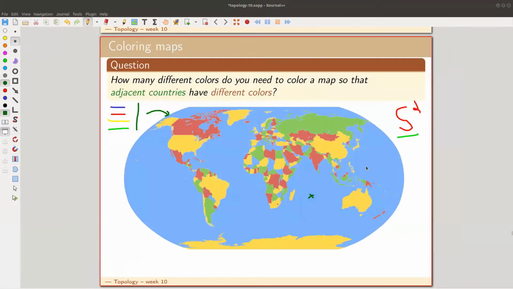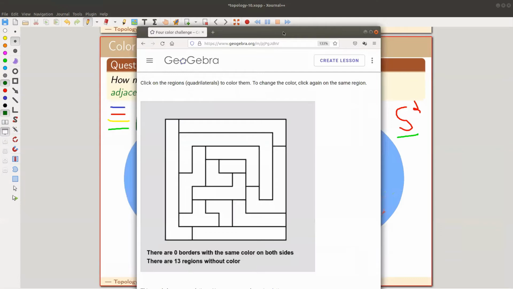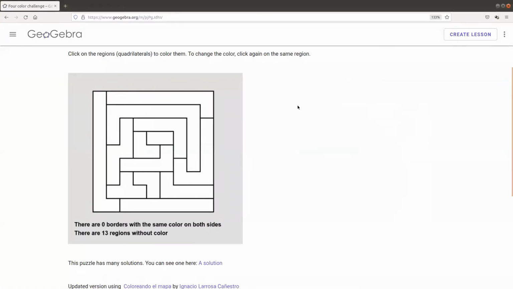So let me say it again. You have any map, in this case, a map of the Earth. You color countries such that neighboring countries get a different color. And you can always do it with 4 colors. Absolutely non-trivial.